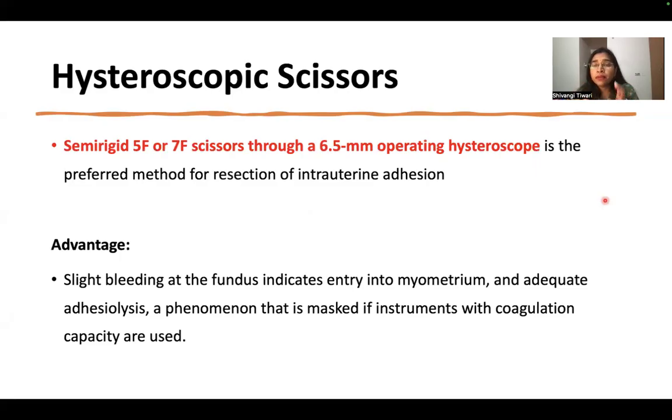We can use semi-rigid 5 French or 7 French scissors through a 6.5 mm operating hysteroscope, which is the preferred method for resection of intrauterine adhesions. What is its advantage? If there is slight bleeding at the fundus, then it indicates that we are entering into the myometrium, and adequate adhesiolysis is done, a phenomenon that is masked if instruments with coagulation capacity are used.